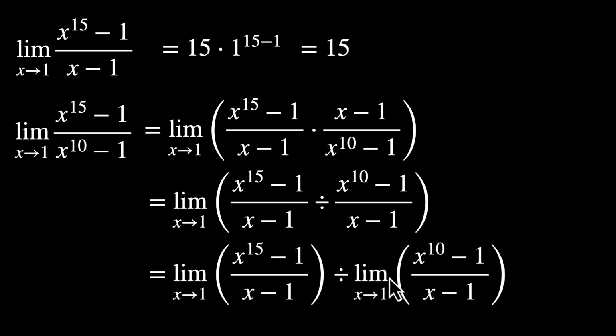So we have two problems. In the first one, n is 15, and in the second one, n is 10. The answer to the first one, we've already seen, that's 15. And the answer to the second one, that's going to be 10. So together, the answer for this problem is 15 by 10, that's 1.5. That's the limit in this case.